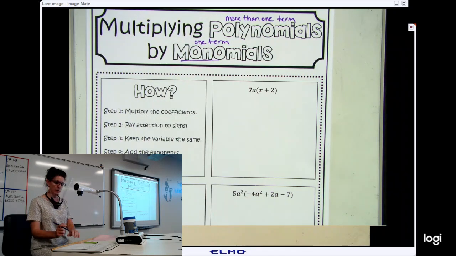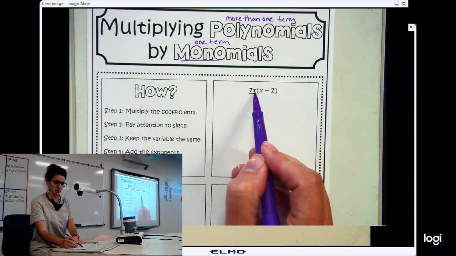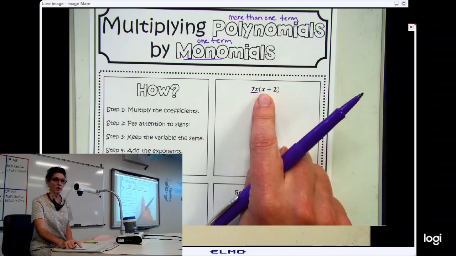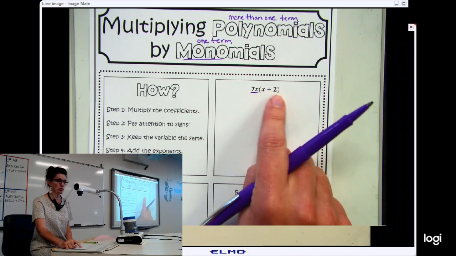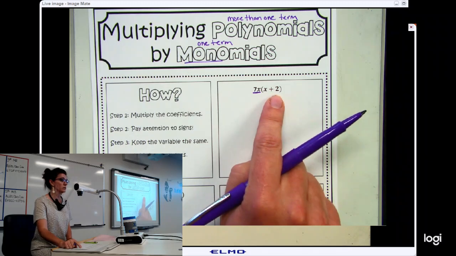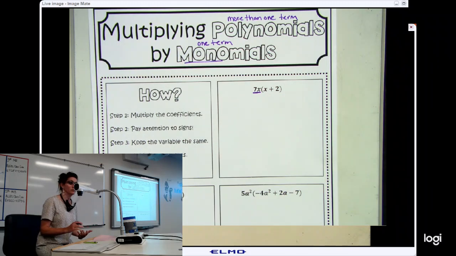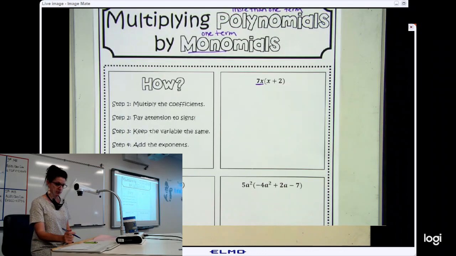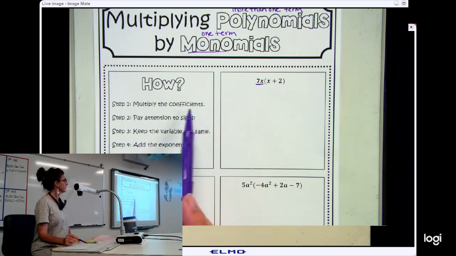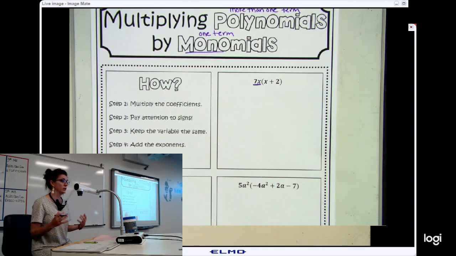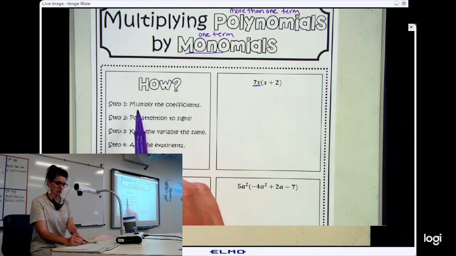So in this problem, that's one term, so that would be our monomial. Over here where we've got x plus 2, I've got two terms separated by an addition sign. So that's what makes that a polynomial. It's more than one. So fancy math speak, right, for just how many terms we have. Now over here, it kind of gives you the step-by-step directions. So if you find yourself getting confused in your homework, you can always refer back to that, or you can ask me.